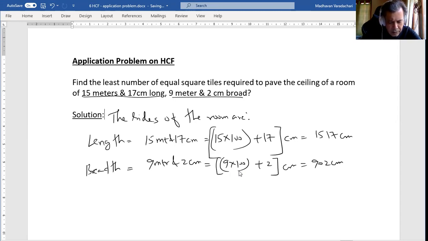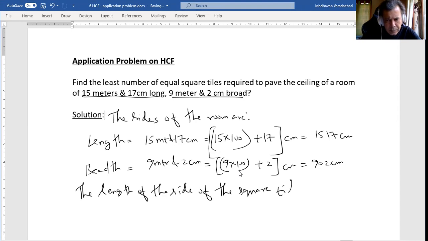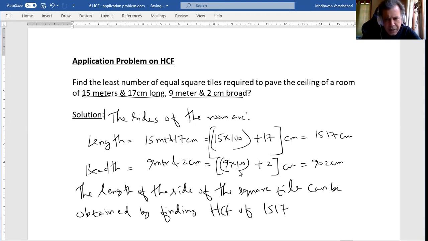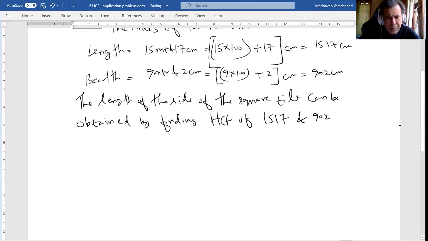Now, the length of the side of the square tile can be obtained by finding the highest common factor of 1517 and 902. We'll use the division method for it.